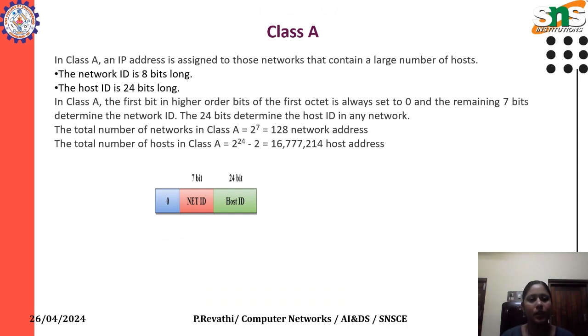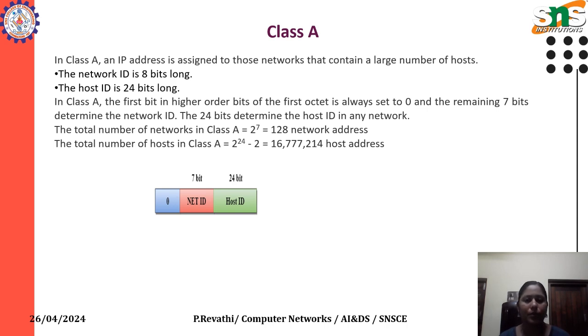Class A. In Class A, an IP address is assigned to those networks that contain a large number of hosts. The network ID is 8 bits long. The host ID is 24 bits long. In Class A, the first bit in the higher order bits of the first octet is always set to 0 and the remaining 7 bits determine the network ID. The 24 bits determine the host ID in any network.